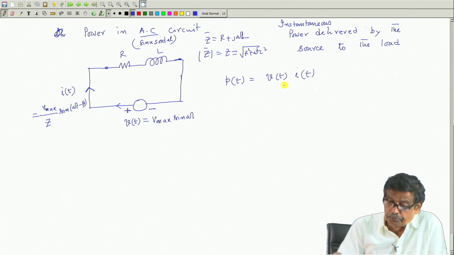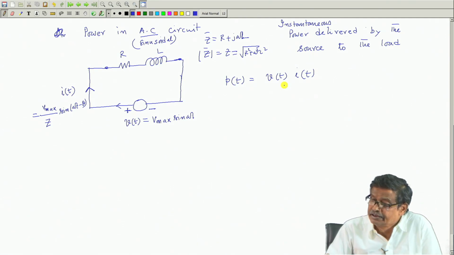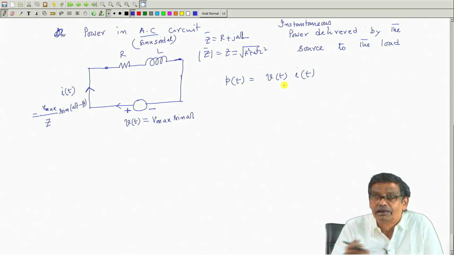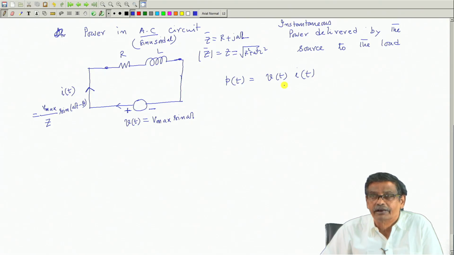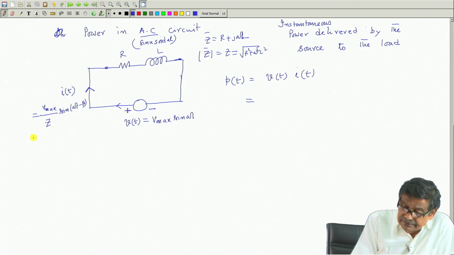Okay, if this product comes out to be negative, then the instantaneous power delivered by the source to the load is actually in the opposite way, current is coming back. Got the point? This is very important. Now, let us put this magnitude here, and this Vmax by Z I will write as Imax.